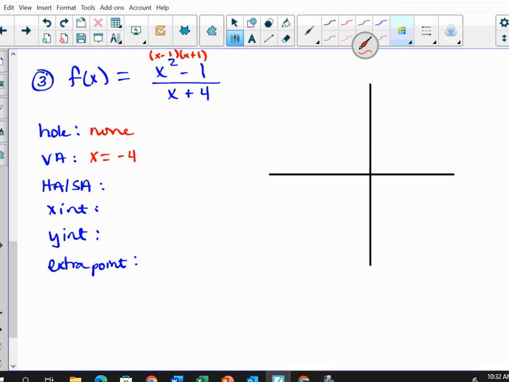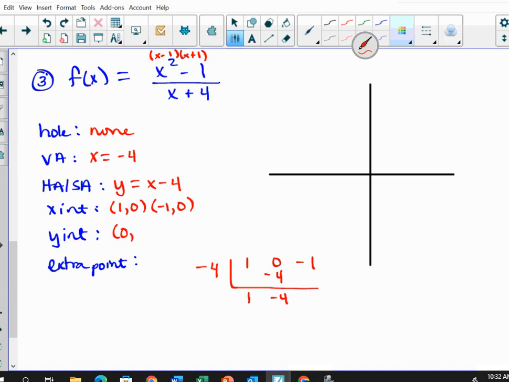Do we have a horizontal or slant asymptote? Slant. Okay, so I'm going to do my synthetic division. Make sure you put your 0 in there. Again, I don't care about the remainder. So you should have x minus 4 as your slant asymptote. How many x-intercepts do I have? 2. They are at (1, 0) and (-1, 0). And what's the y-intercept? -1/4. Okay, let me plot all of this stuff.